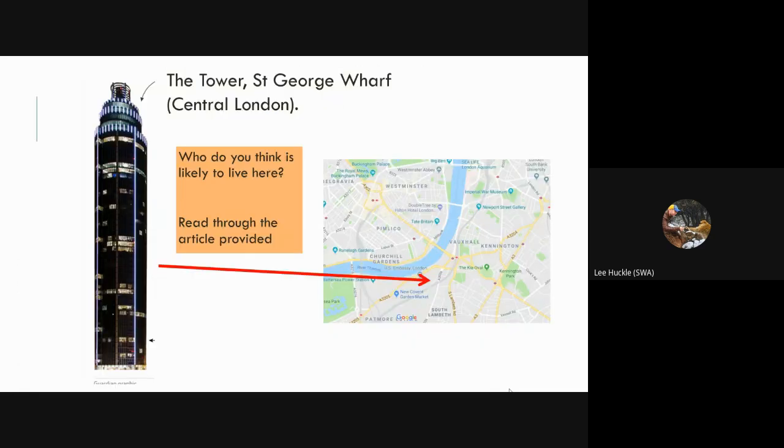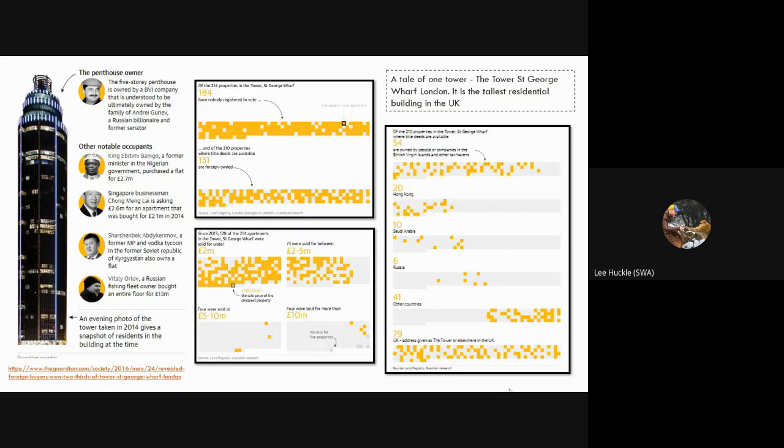And then there was this example of the tower at St George's Wharf in central London, where we looked at the different types of people from different countries who own property within this one particular tower. Just remind yourself of some of those examples by pausing now if you wish.